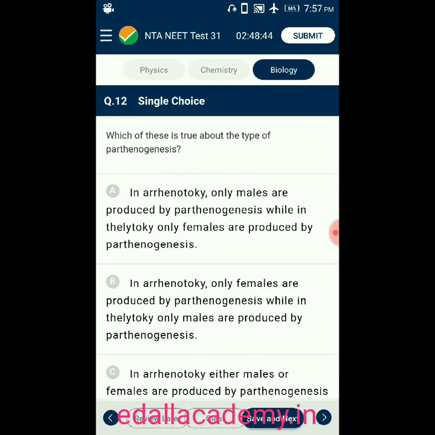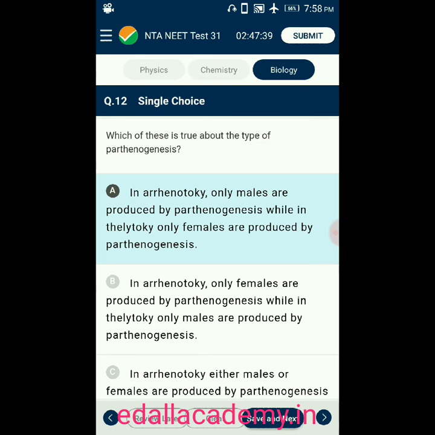Question number 12. Which of these is true about the types of parthenogenesis? Parthenogenesis is the process of the formation of an organism from the egg without fertilization. In Thelytoky, only females are produced by parthenogenesis, for example whiptail lizards. In Arrhenotoky, only males are produced by parthenogenesis, for example male honeybees, also called drone bees. So the answer for this question is option A.